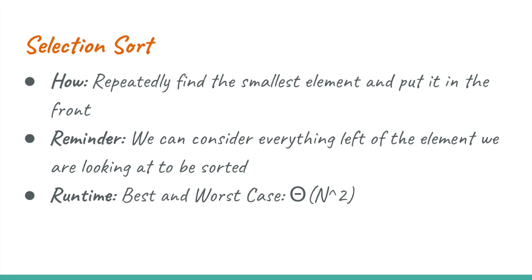Next, we'll try to sort the same list with selection sort, in which we repeatedly find the smallest element and put it in the front. At each iteration, we can consider everything to the left of the element we are looking at to be sorted. And the best case and worst case runtimes are the same, and that's just theta n squared.